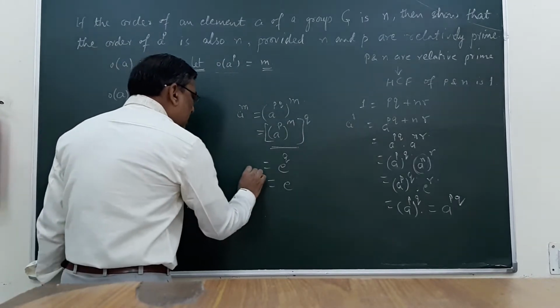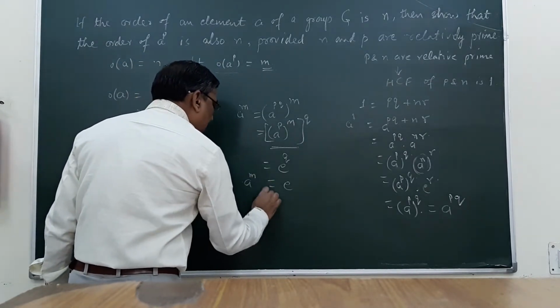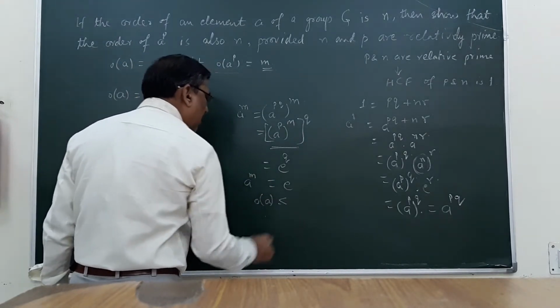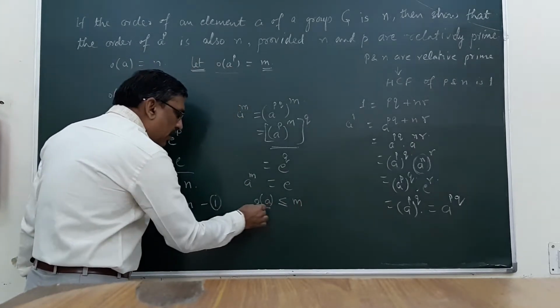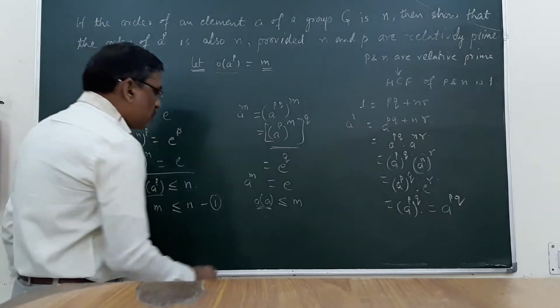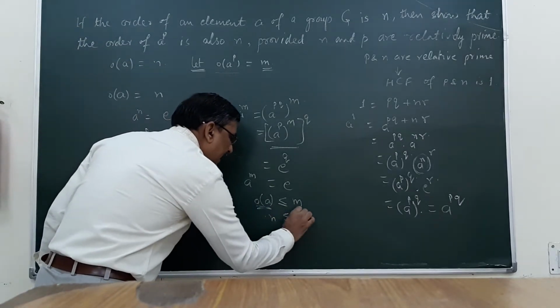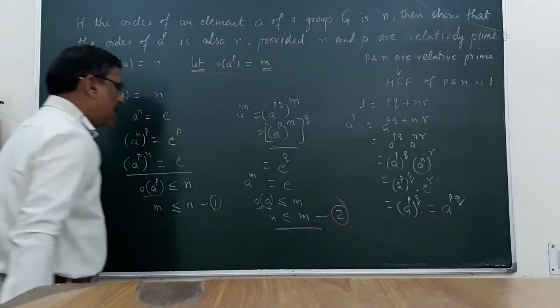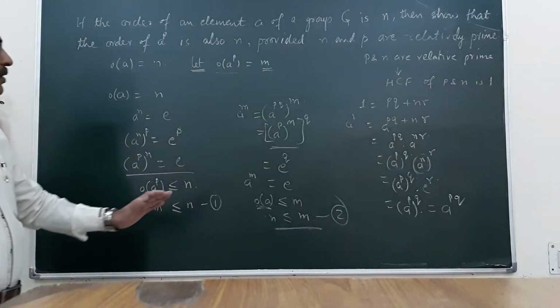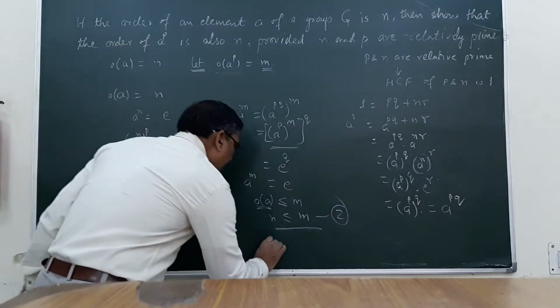So from this result I can say order of a is less than or equal to n, but we know that the order of a is n, so I can say n is less than or equal to n. This is another result. From these two results we can conclude that m is equal to n.